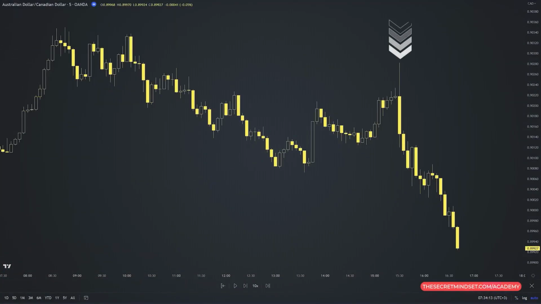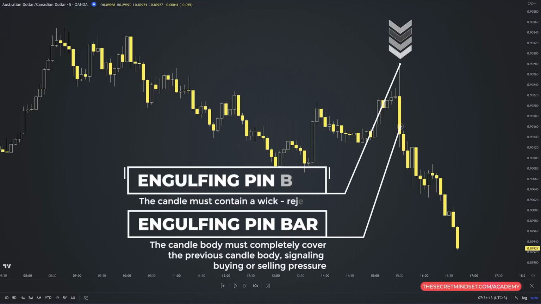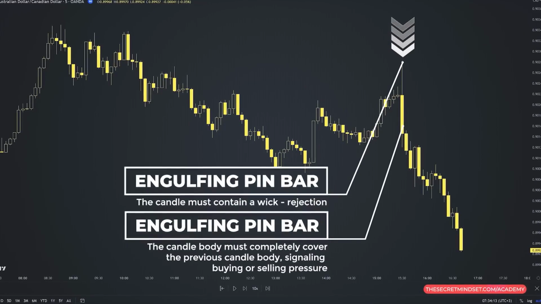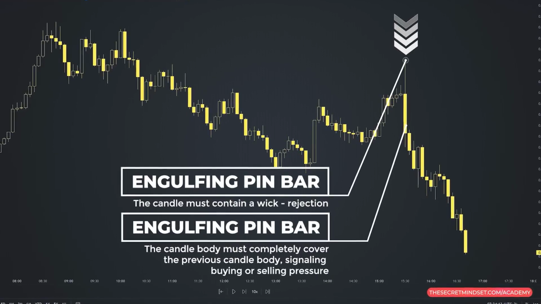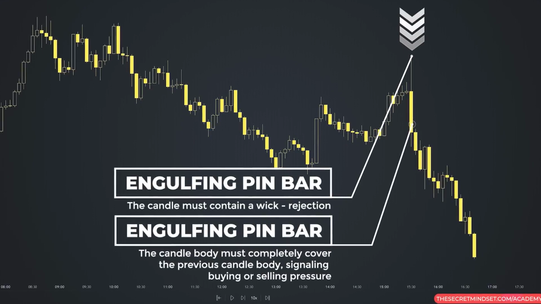The engulfing pin bar is a hybrid of two candlesticks, a candle which is an engulfing candle but with a large wick. So the candle body must completely cover the previous candle body, signaling buying or selling pressure, and the candle must contain a wick. The wick shows the area of price that was rejected, and the implication is that price will continue to move in the opposite direction of the wick.